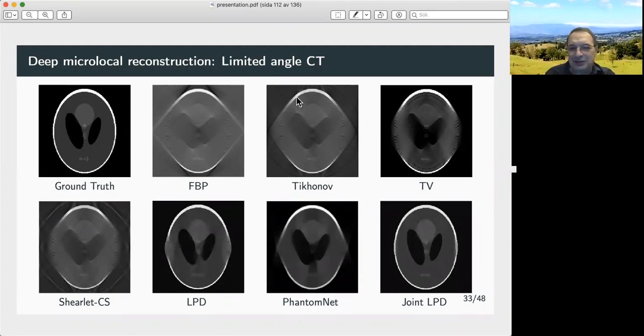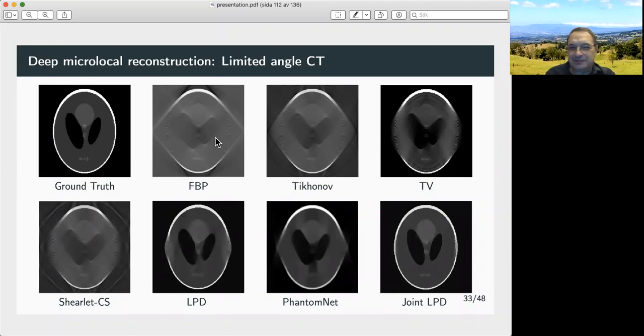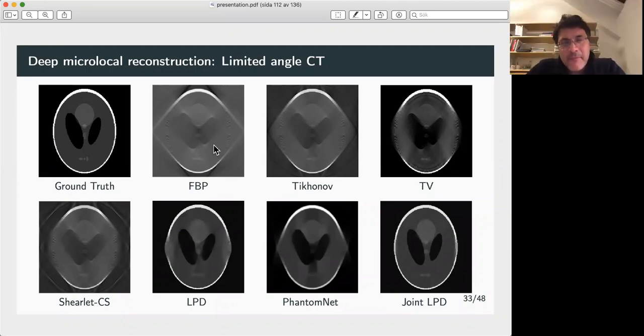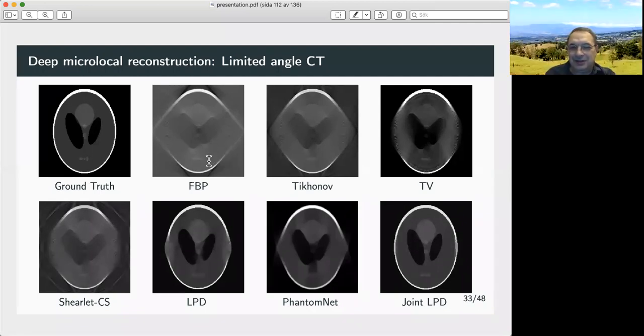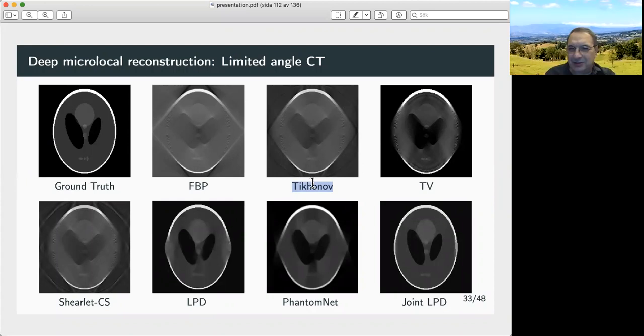Okay, let me repeat. All those images, if you take them as input, yes, they have more or less the same radon transforms. Okay, so if you take Tikhonov as the original, yes, your algorithm will produce something like joint LPD.